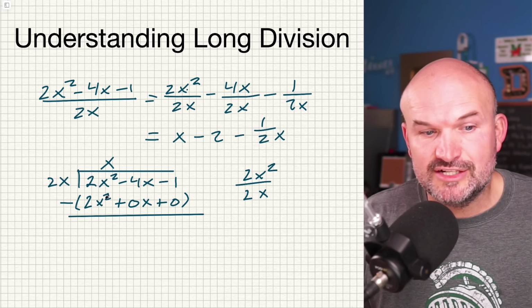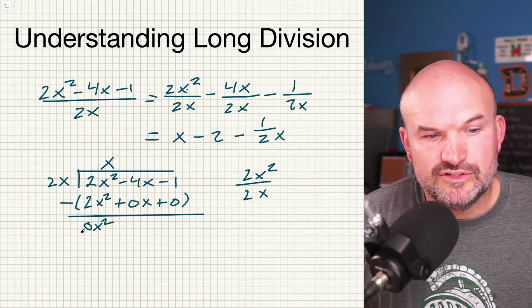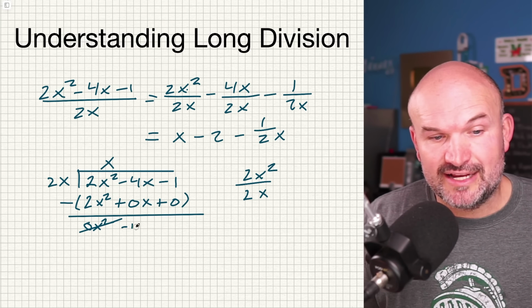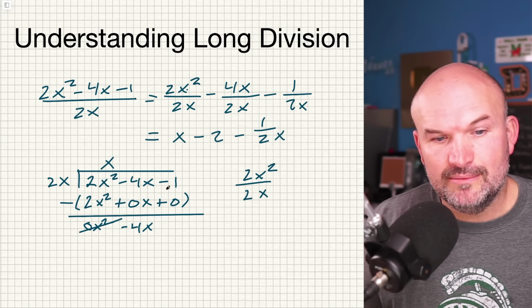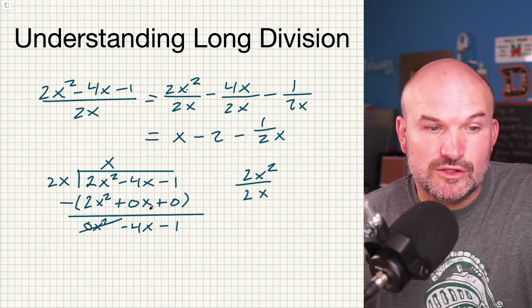So 2x squared minus 2x squared is obviously a 0x squared, right? It basically just goes to 0. Negative 4x minus 0x is just a negative 4x. So you can see how these are really just being the exact same. Negative 1 minus 0 is just going to be a negative 1. Now that's round 1 of our long division.